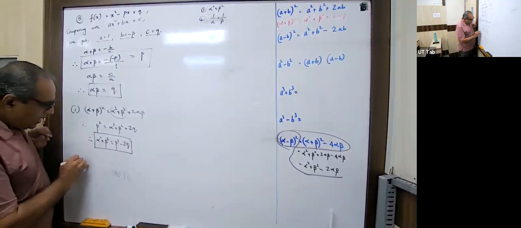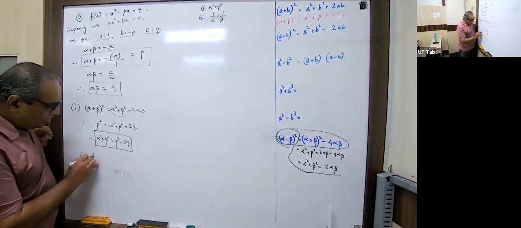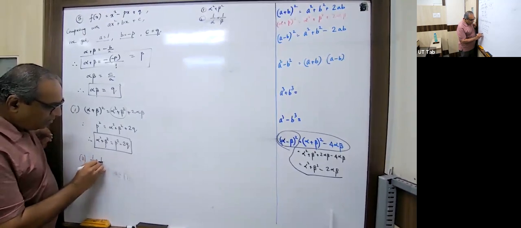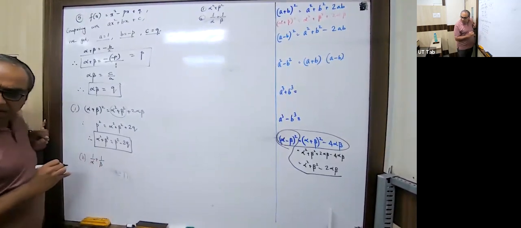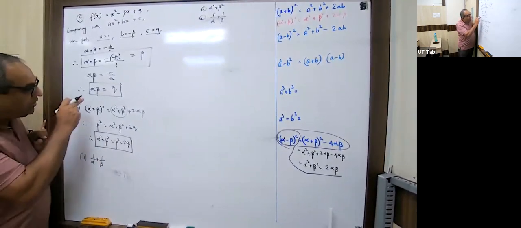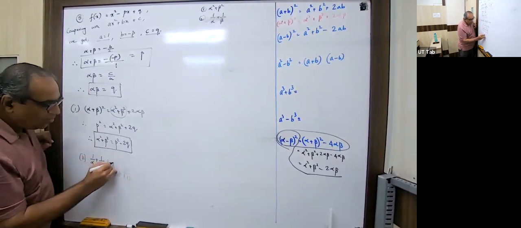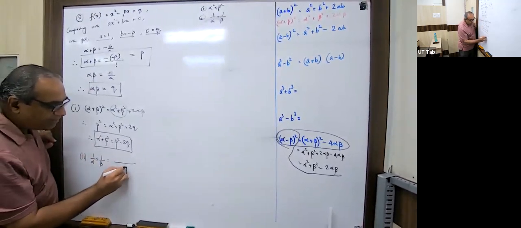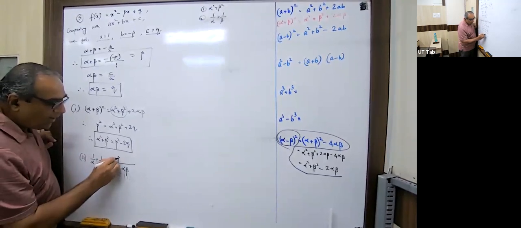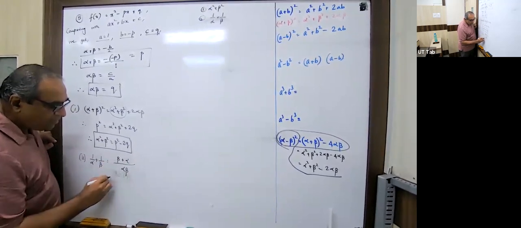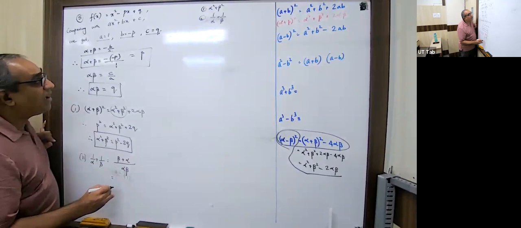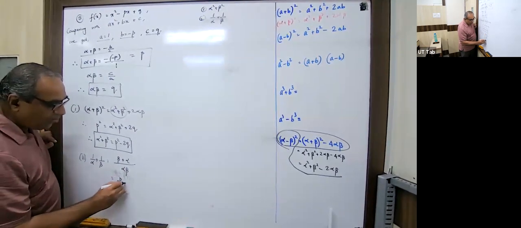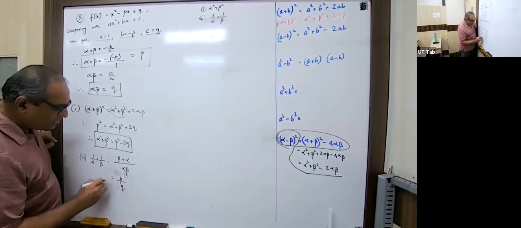Second, I have been asked to find out 1 upon alpha plus 1 upon beta. I do not have these separate values. I have only these two fellows. So what will I do? I'll take LCM. What do I get? What is beta plus alpha? What is alpha into beta? Yes.